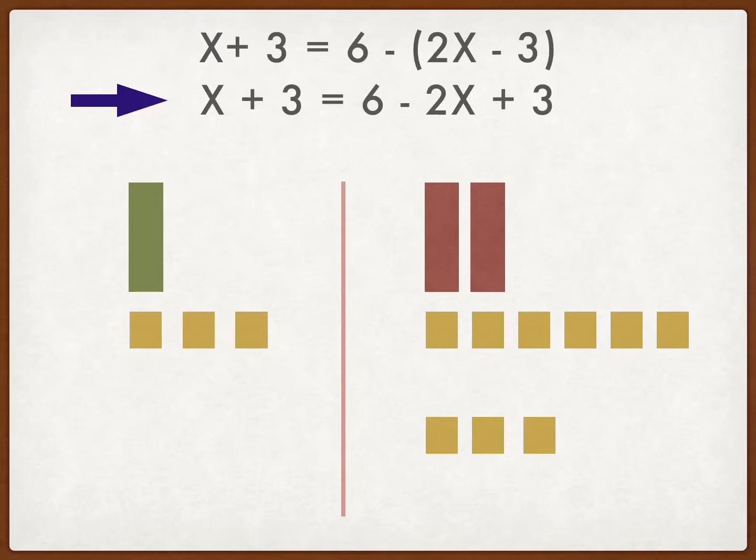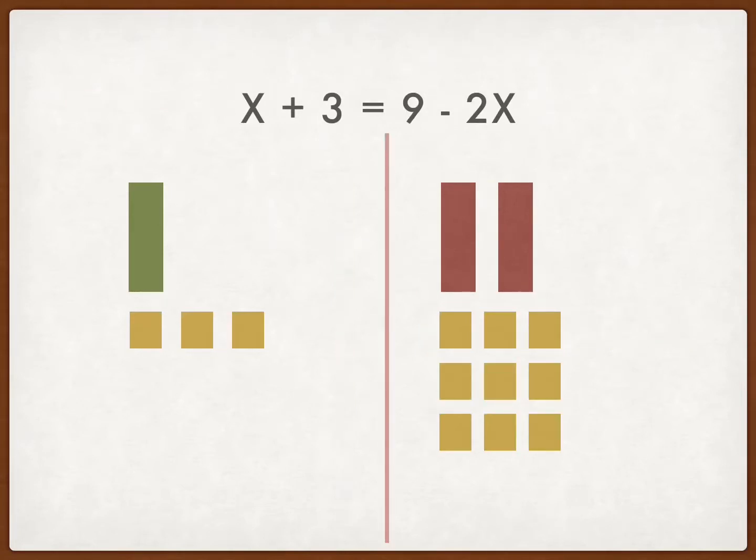So our first equation is x plus 3 equals 6 minus 2x minus 3, which then can distribute into x plus 3 equals 6 minus 2x plus 3, because a negative times a negative is a positive. And on our left we have one green unknown x plus 3 positive constants, and on our right we have two negative x's, unknowns, with 6 constants and 3 constants. So now that has simplified into x plus 3 equals 9 minus 2x.